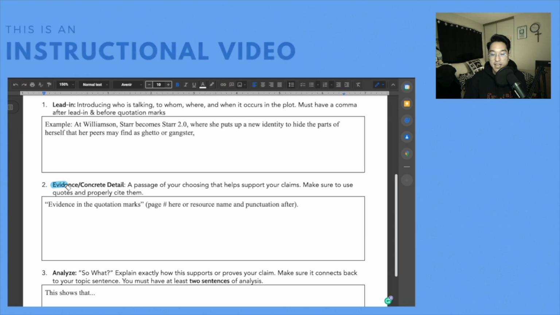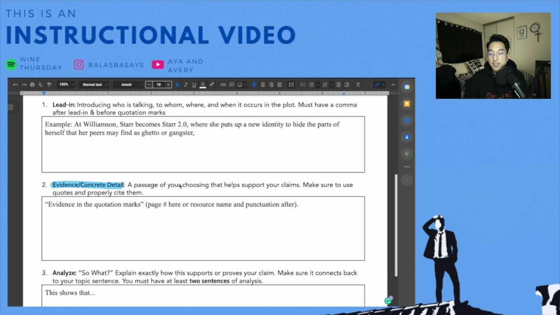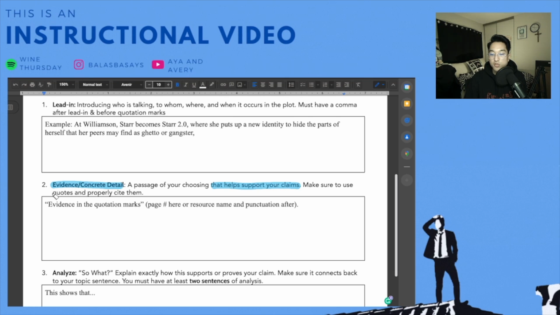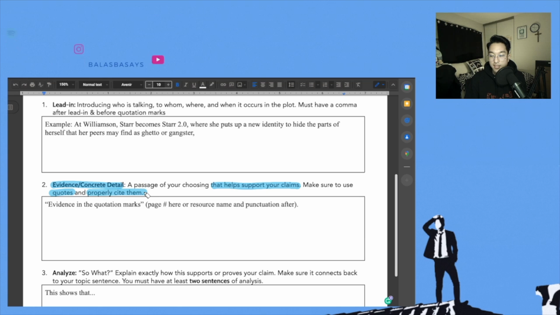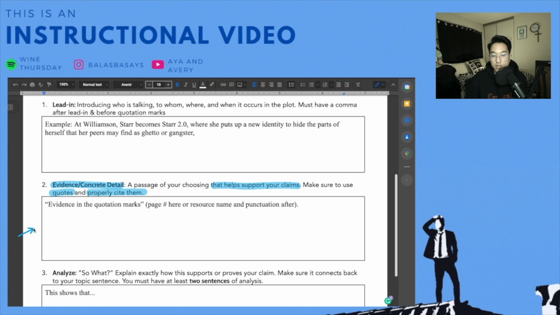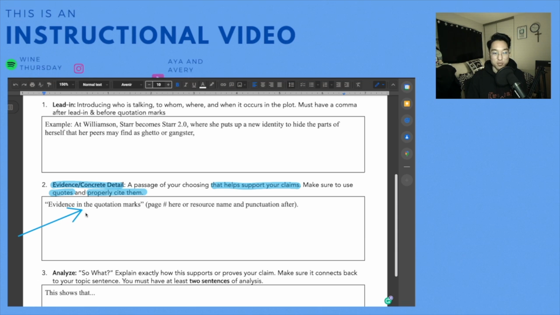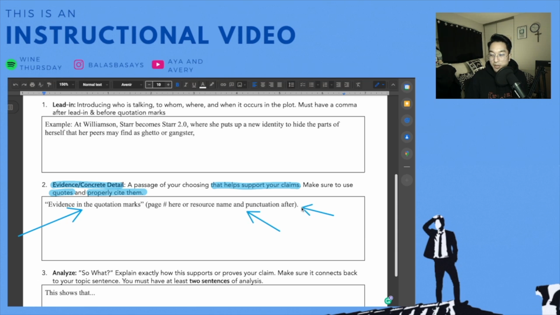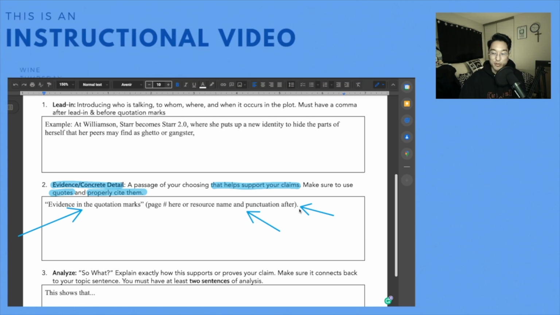So second, evidence and concrete detail. This is a passage of your choosing that helps support your claims. Make sure to use quotes and properly cite them. Building off of the lead-in example about Star's multiple identities, that would go right here between the quotation marks and followed by a proper citation and punctuation, see that period over there, after your evidence. So it has to be structured this way. Make sure you don't miss where those arrows are pointing.